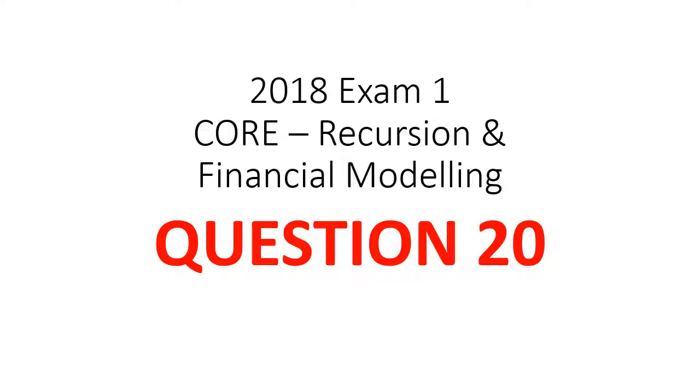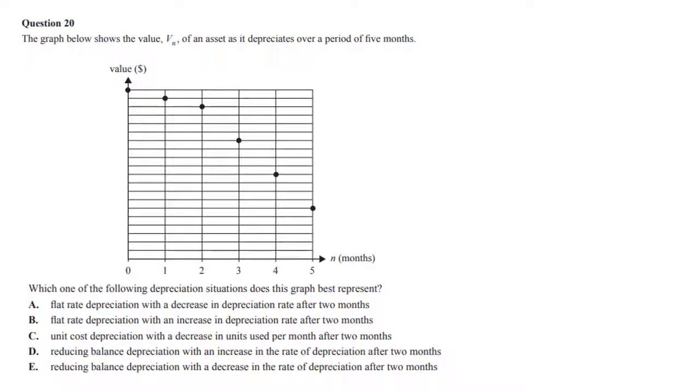2018 Exam 1 Core Recursion and Financial Modeling Question 20. Now this is a good question in terms of telling you to look at a whole bunch of similar questions, and so they often like to have these graphs, and they have different graphs for different products, so make sure you understand the graphs for different products. These are all about depreciation, which is things going down in value, so there's nothing to separate them out there.